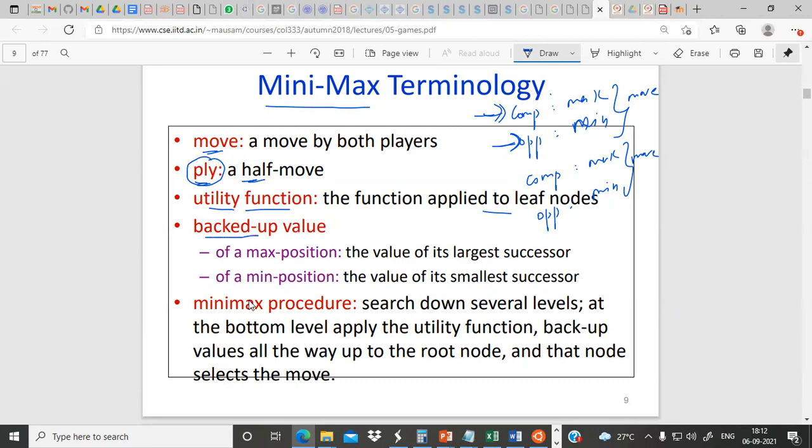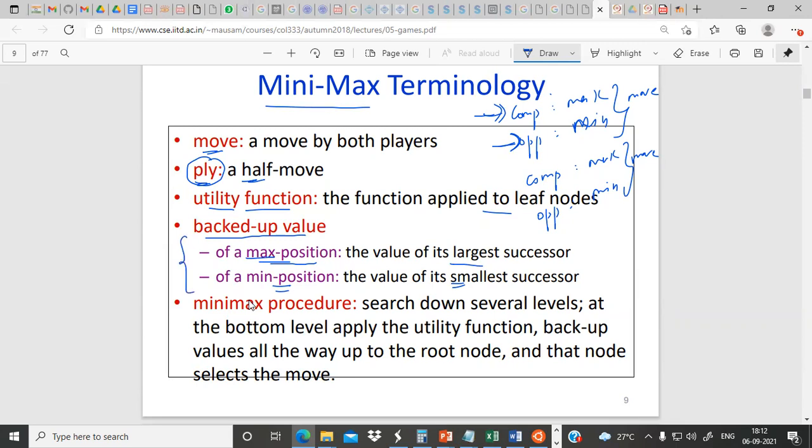And there is something called a backed up value. For a max position, that is, if player one is trying to maximize his position, then the backed up value will be the largest of its successors. For a min position, the backed up value will be the smallest of the successors. And this backed up value will propagate to the parent also. Things will be clear when we discuss an example.